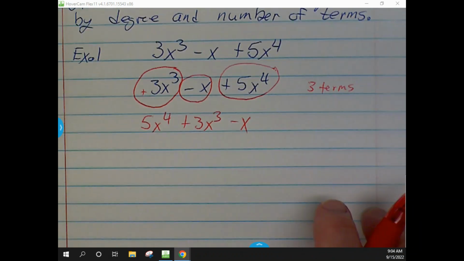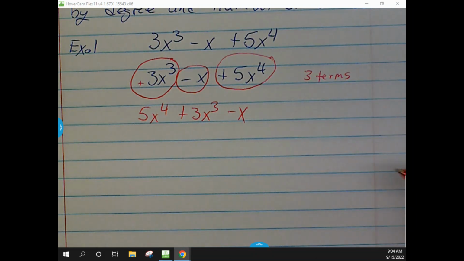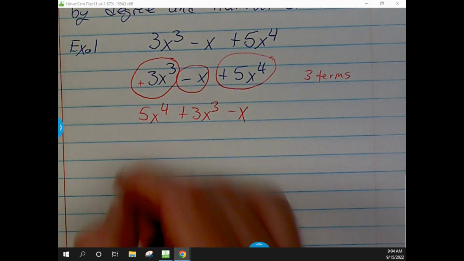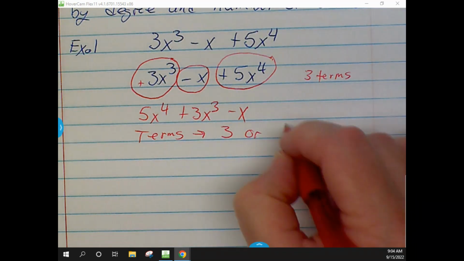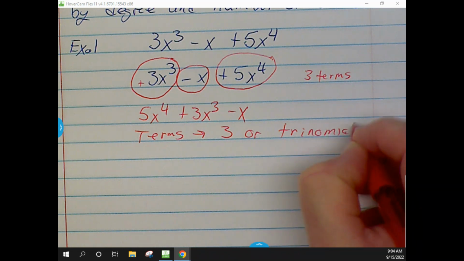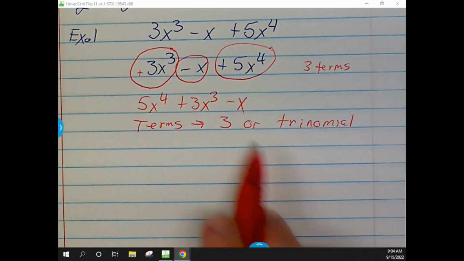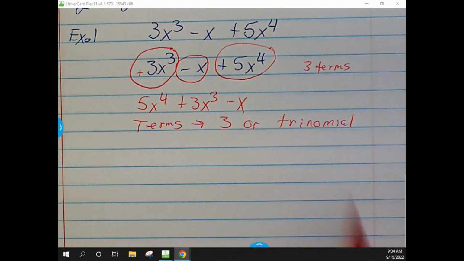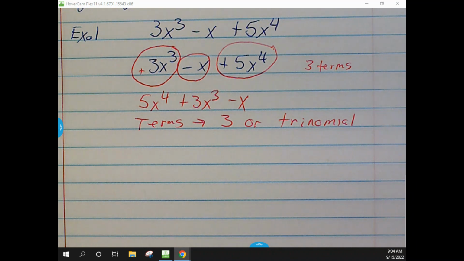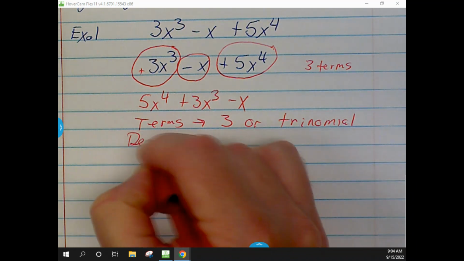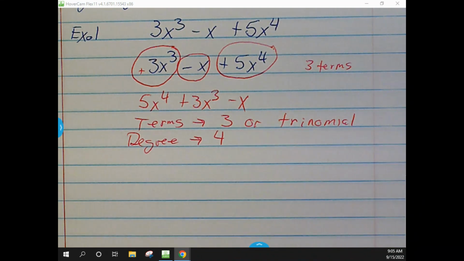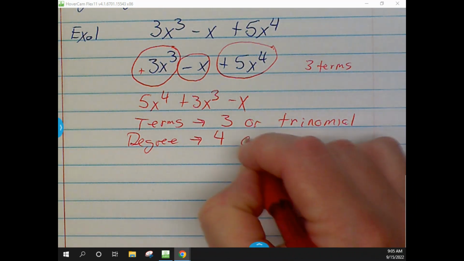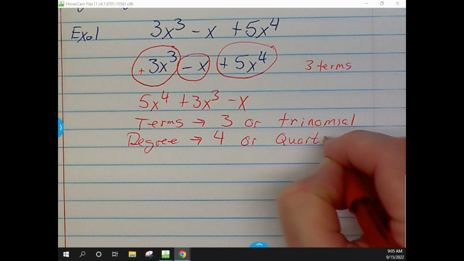And with the terms, they may have you just put in a number, because sometimes they may also give you a drop-down menu. So in this case, if we name it by the terms, we could say it's either 3, or they may give you a drop-down menu where you have to say trinomial. They shouldn't ask you to do both. They'll either give you a spot to put the number, or they'll give you a drop-down menu to pick one of your options. And if you name it by degree, well, that's 5x to the fourth. That's x to the fourth. Degree 4 means we're looking for 4 answers. Or if you go by the name of it, it's quartic.